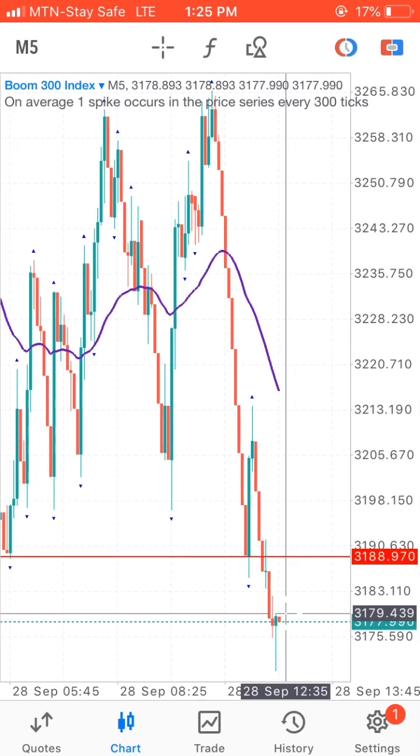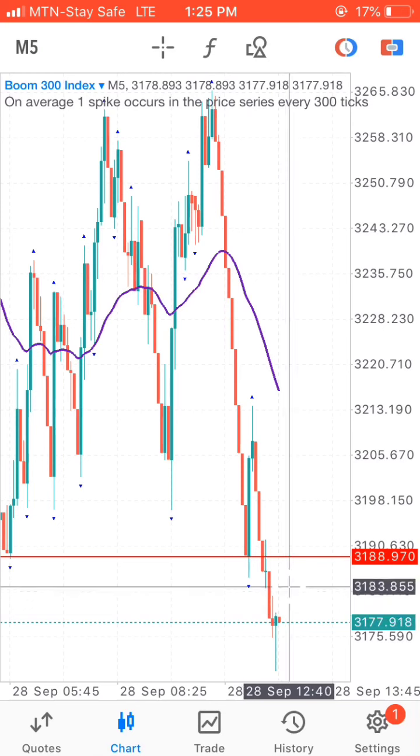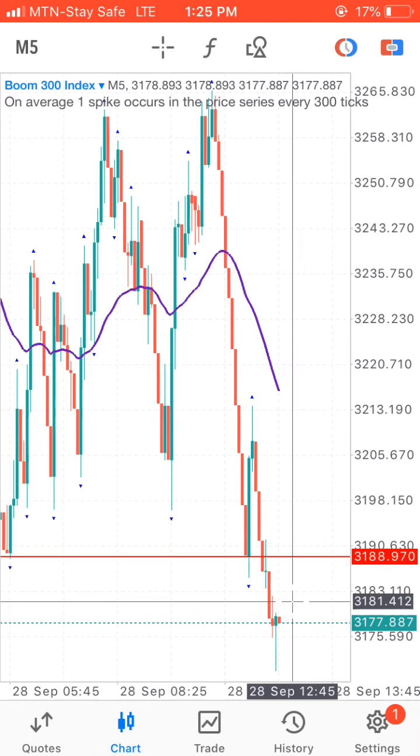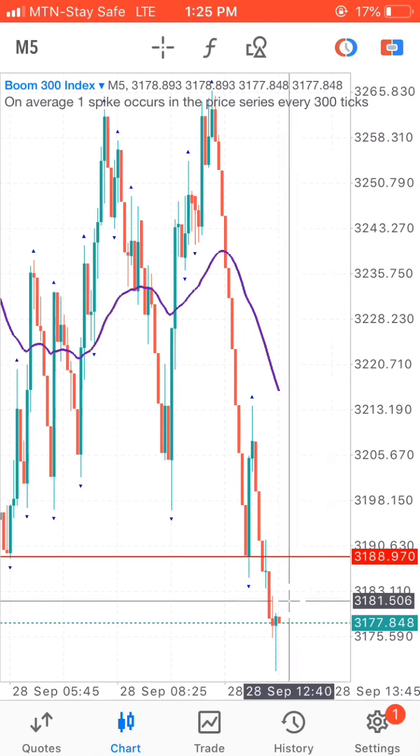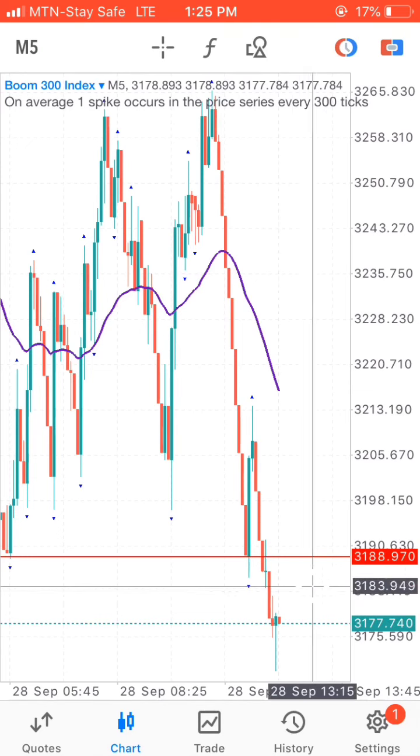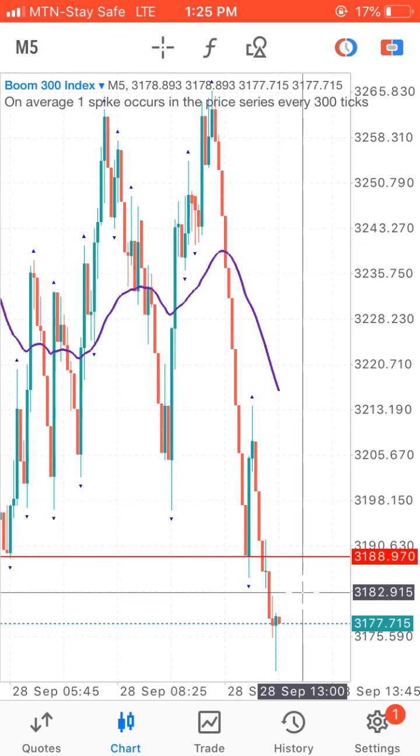Because trading against the spike is very, very risky in the sense that even if I set my take profit at this level and my stop loss at this level, if the spike should come and it passes this level, this stop loss is not going to stand. The stop loss doesn't work when you're trading against the spike. So that's why you have to be very, very careful.